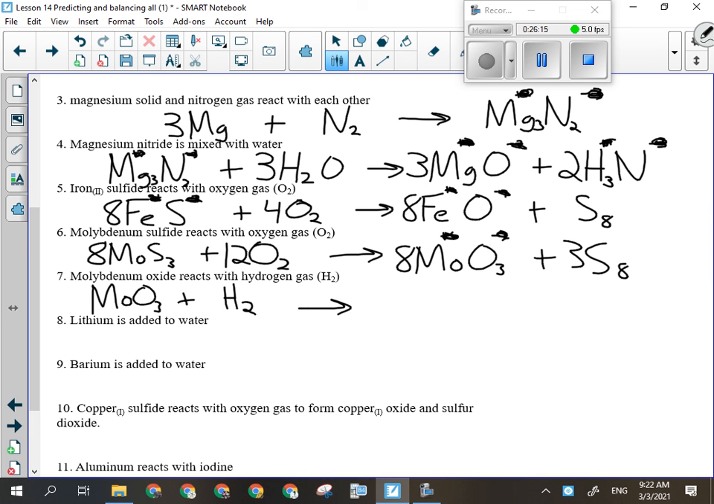Hydrogen is going to act as a metal here. Okay, when it's by itself, hydrogen typically acts as a metal. So it's going to replace the molybdenum, which means I'm going to have hydrogen with oxygen and molybdenum. Do I have any special elements? No. What do I have to do with the H and the O? Drop and swap. What am I probably going to make? Water.